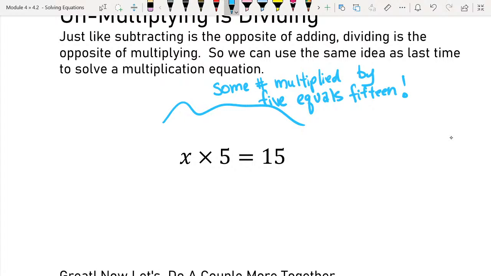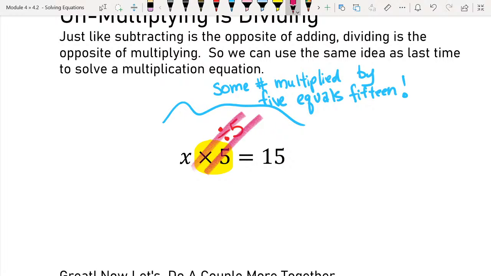But if you can't, we can apply the same principle we did last time, which is they are doing something to make this complicated. They've taken our number and they've multiplied it by 5. And what is the opposite of multiplying by 5? Well, the opposite of multiplying is just dividing. So if they've multiplied by 5, we're going to divide by 5, and that's going to undo that.